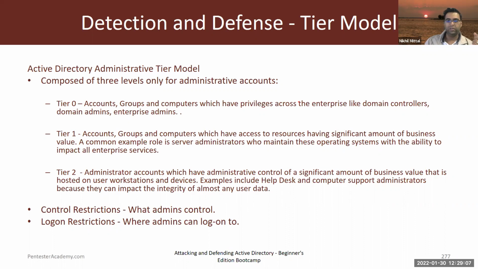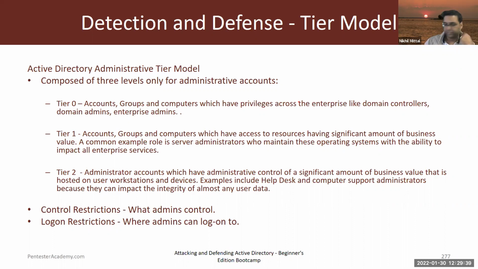Then comes tier 1, which contains probably your application servers and database servers that have a significant amount of business value. And finally, tier 2 contains machines and accounts that have administrative control of your users' workstations, like your help desk, etc. Please note that these tiers are only for administrative accounts. The mortal users are not even considered here.